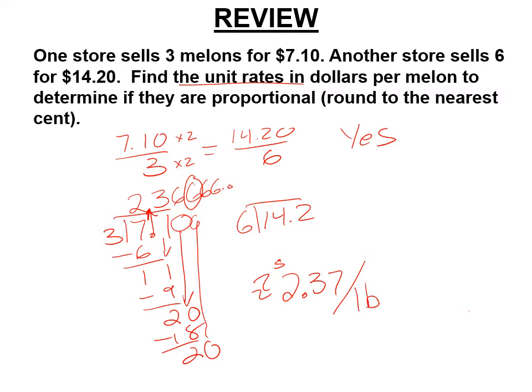$2.37 per pound, per 1 pound. Now, if you weren't sure, you could do 14.2 divided by 6, but you should get the same exact answers. And it said round to the nearest cent. That's why I rounded to 37 cents.